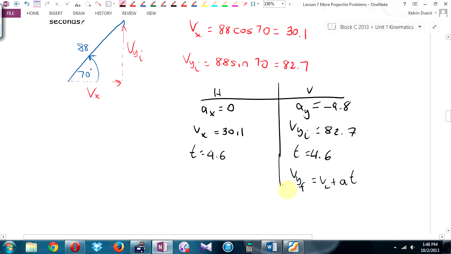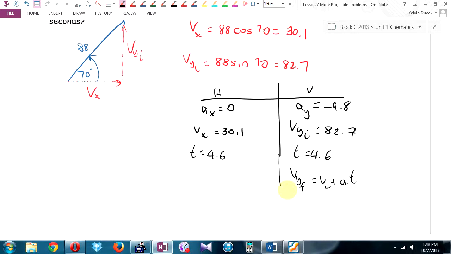By the way, did you hear what Elijah said? He said, the short way, Mr. Dueck, and he's right, is, look, I know this is positive because it's on the way up when we left. If you just go this times this, if that's bigger because it's negative, you're on your way down. If it's smaller than that, you're still on your way up. That's what he was saying.